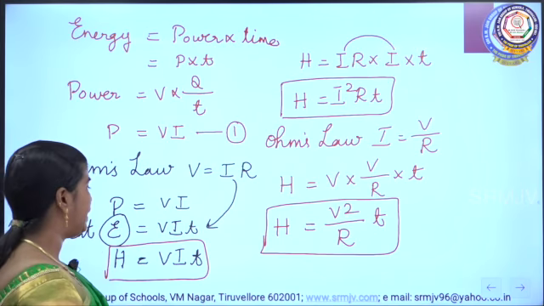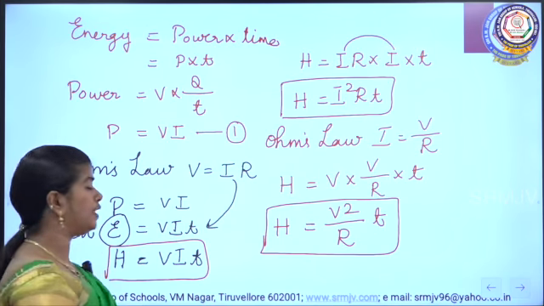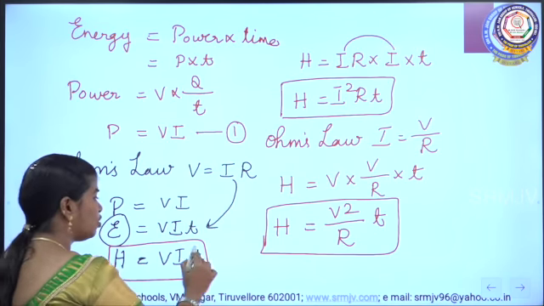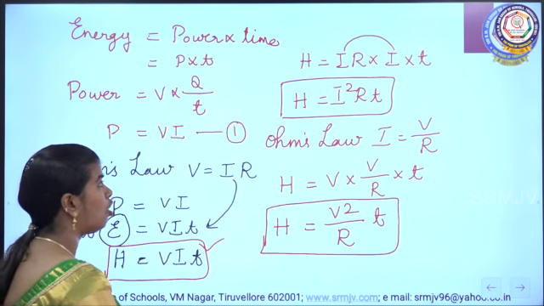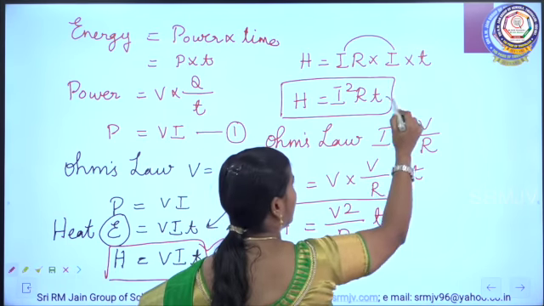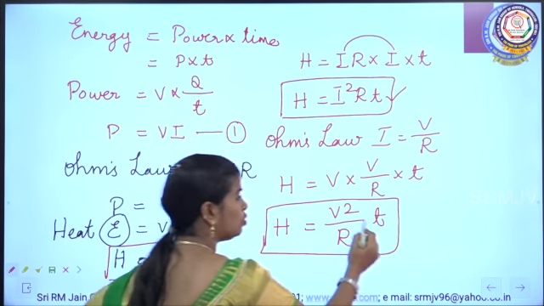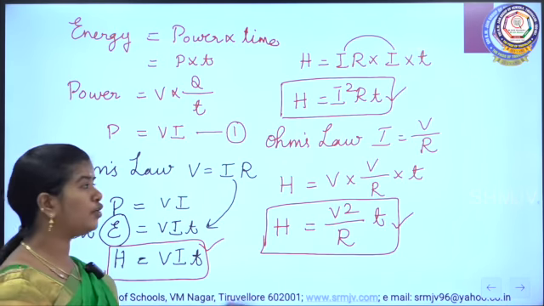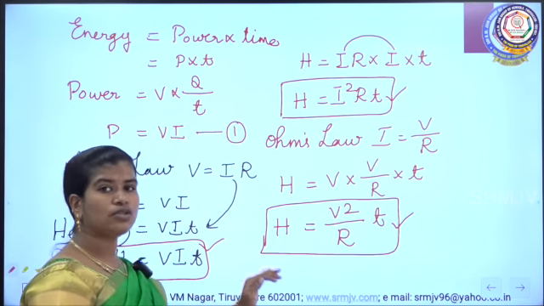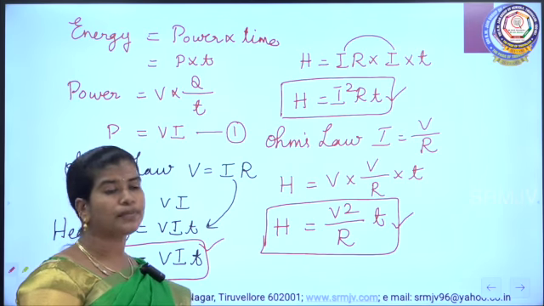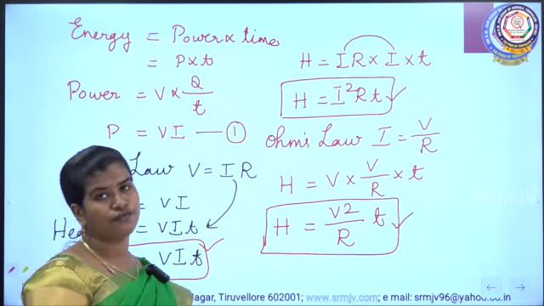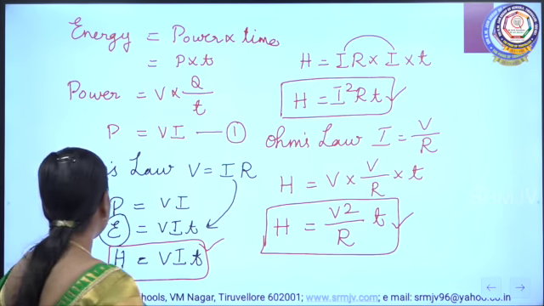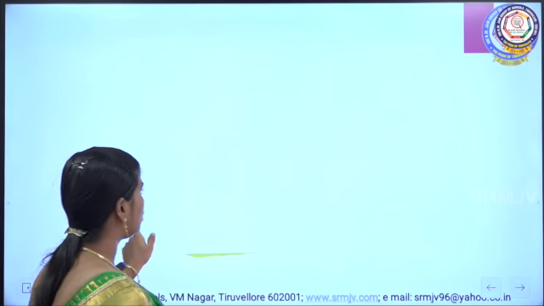So, heating effect of current, Joule's law of heating, we can write it as H is equal to VIT, or otherwise H is equal to I squared RT, or H is equal to V squared by RT. Okay. And when we are doing the problems, based on the information the problem carries, we should use the formula. Okay. Now, let us see about the applications.